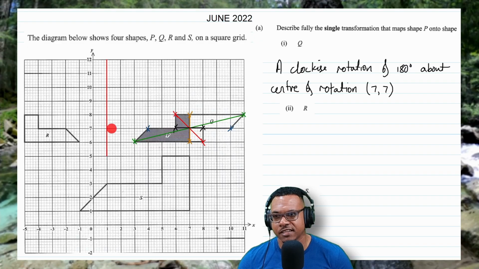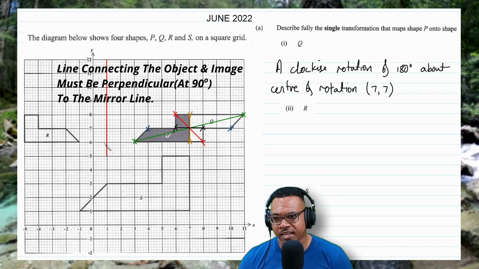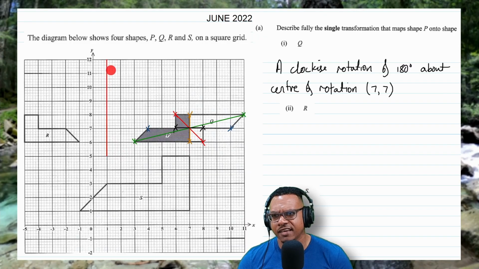All right, because it's directly in the middle of P and R, because that's the condition for reflection, right? The distance between the object and the mirror line must be the same as the image and the mirror line. So if this point here is 1, 2 away from the mirror line, then the object must be 1, 2 away from the mirror line. All right, so the mirror line here is the line x is equal to 1. All right, so I'll write that x is equal to 1.